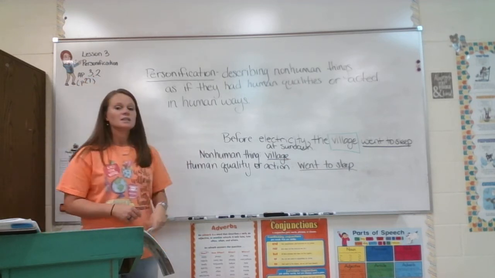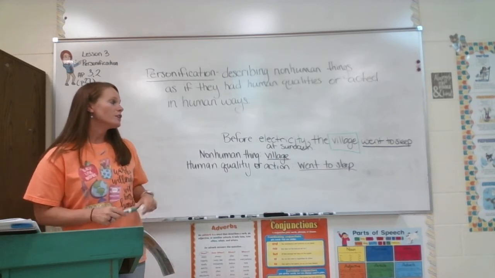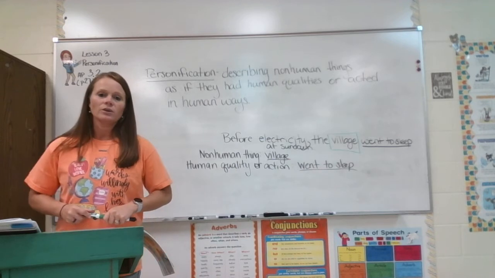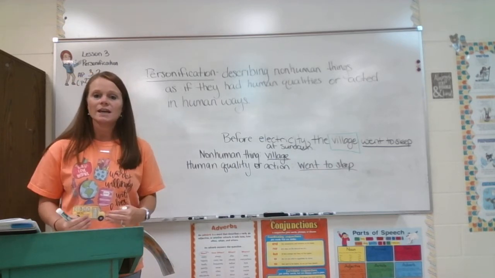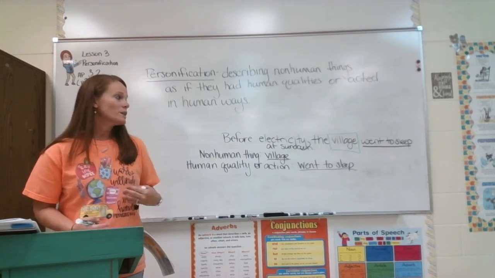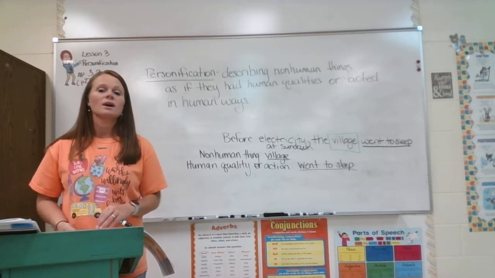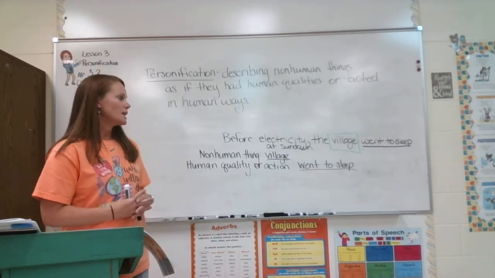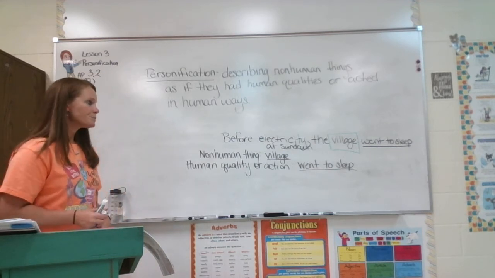In this case, before electricity was invented and widespread, the village went to sleep at sundown. Basically, what that is saying is that everything shut down. Everything stopped when the sun went down. Because when the sun went down, they couldn't keep the lights on in their homes. They couldn't keep the lights on in businesses, things like that. So when we're rewriting our sentence, we want to keep that idea in mind.